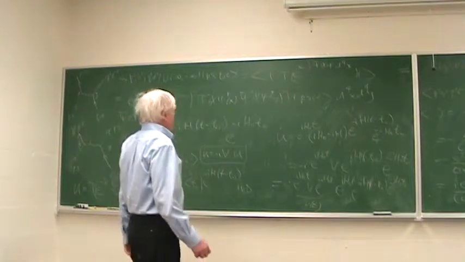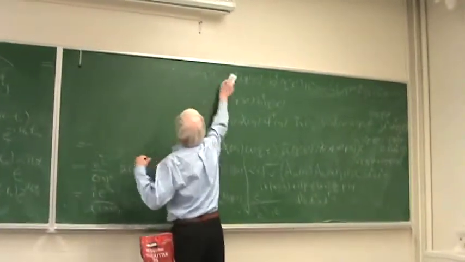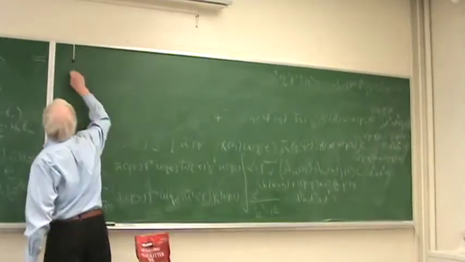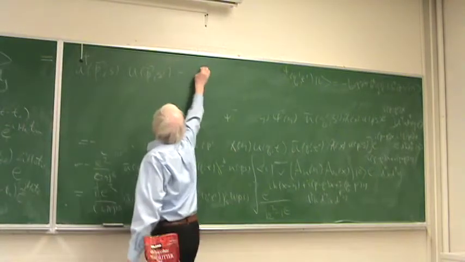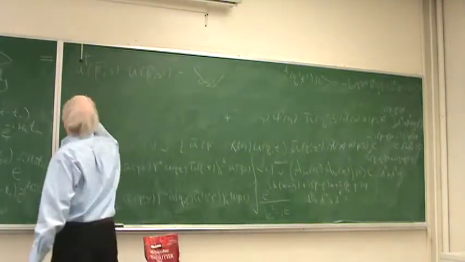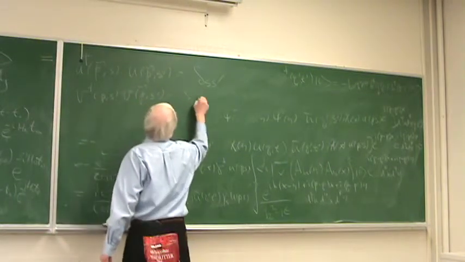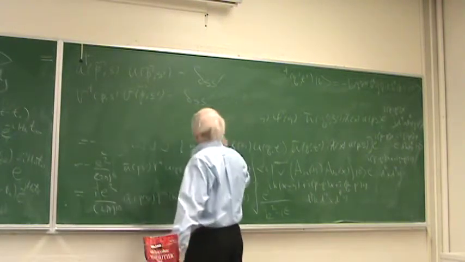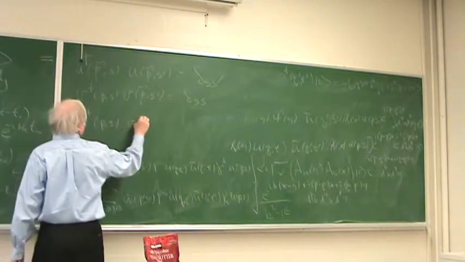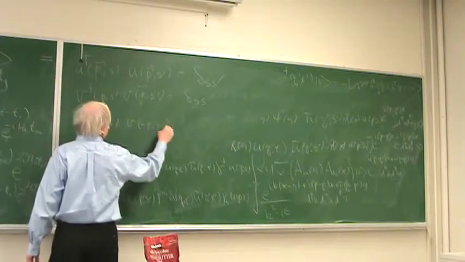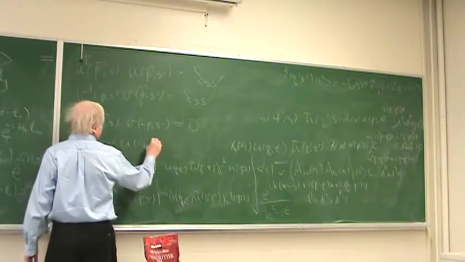But what I forgot to mention to you was that these u's and v's have very nice orthonormality properties. The orthonormality properties are that for a given p, u dagger of p and s, u of the same p and s prime, is delta s s prime. v dagger of p and s, v of p and s prime, is delta s s prime. And now the one that you really like is u dagger of p and s, v of minus p and s prime is zero, and consequently v dagger of p and s, u of minus p and s prime is zero.